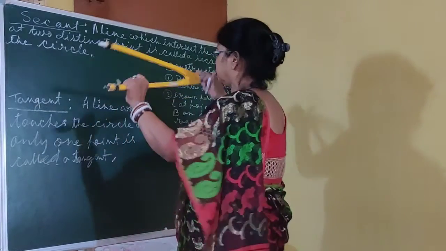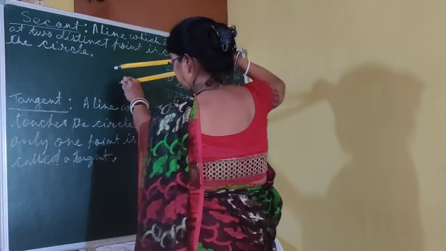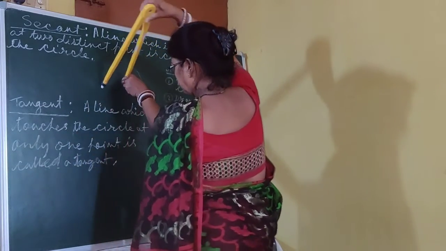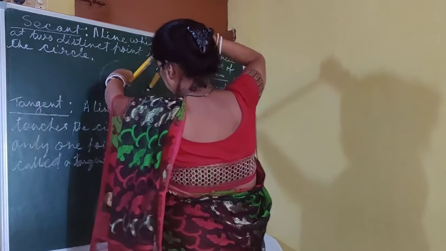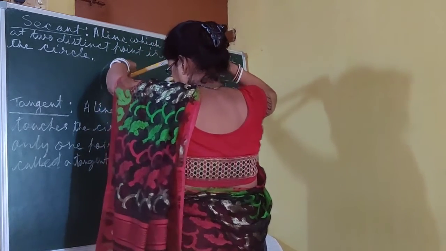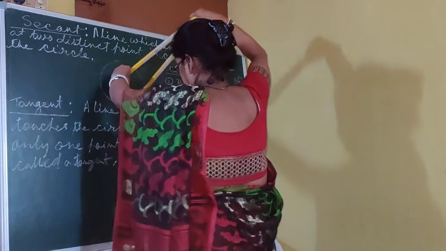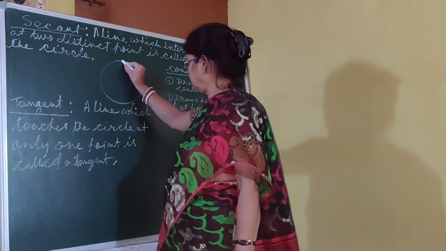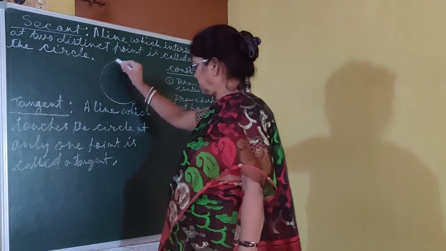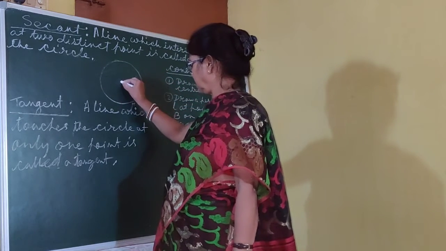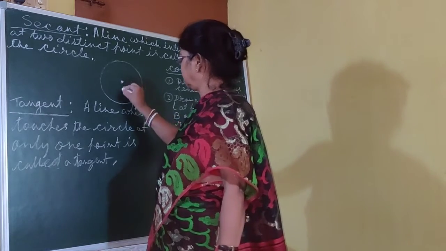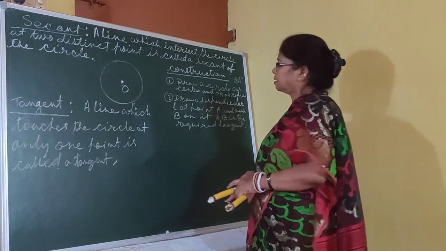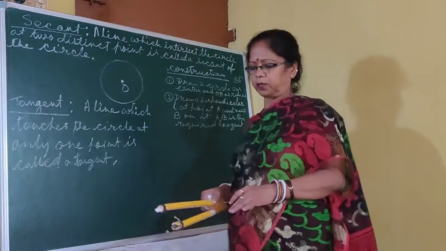A line which intersects the circle. So, first you have to draw the circle. Center. So draw a circle. Now what is a secant? A line which intersects the circle at two distinct points.